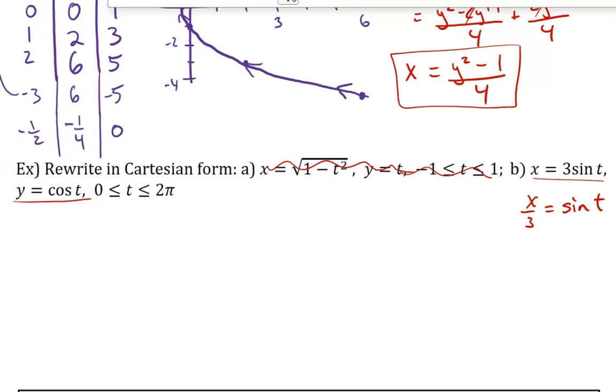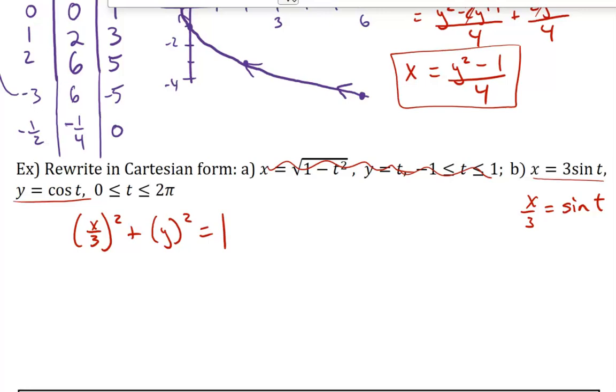Okay, so then doing that substitution, I'm going to have sine squared, which is (x over 3) squared, plus cosine squared, which is just y squared, equals 1 because of the Pythagorean identity. Okay? All right, so that's it right there for rewriting.